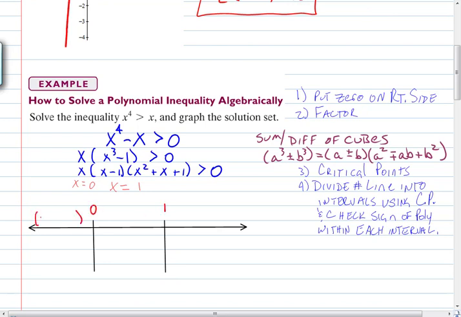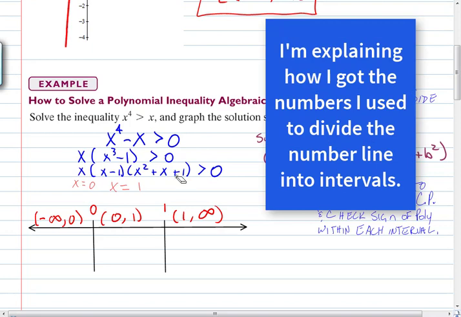Because this is a number line, it goes from negative infinity to 0. This interval goes from 0 to 1. The next interval goes from 1 to infinity. I set each of these factors equal to 0. This is an irreducible quadratic, meaning it won't factor.